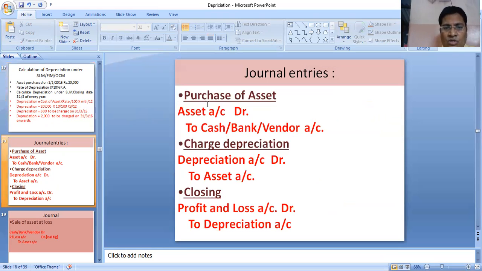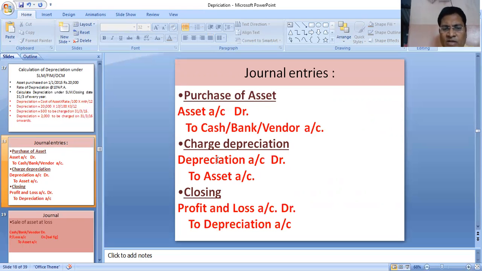Now we will do the journal entries. When you buy the asset, the journal entry is asset account debit to cash if you purchase and pay through cash. If you have purchased and paid through check, you have to write to bank. If you have not paid the money, then to vendor, it's in credit. Charge depreciation: depreciation account debit to asset account. Simply, when there is no provision, simple depreciation is charged: depreciation to asset.